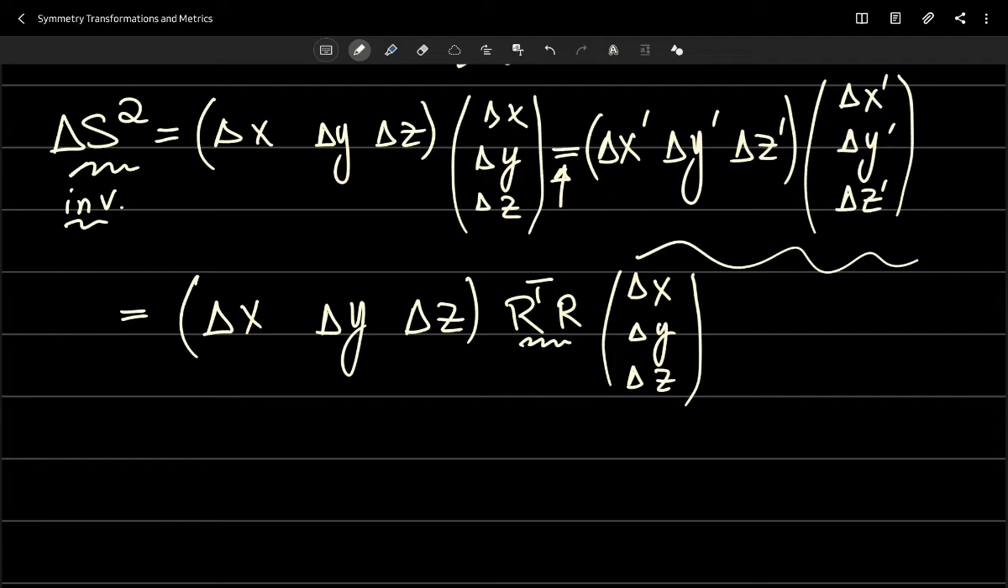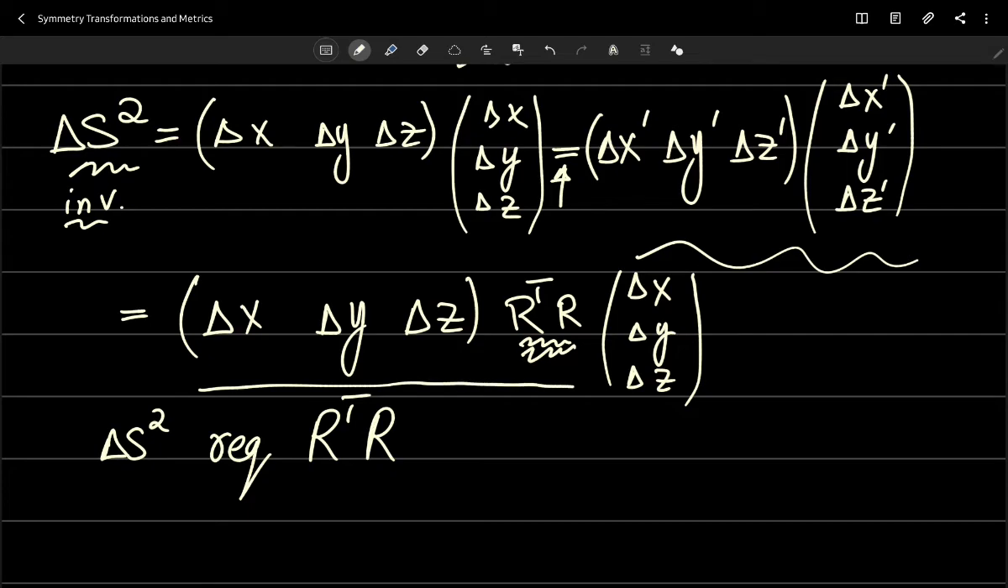s squared, and this thing delta s squared actually requires something. And what is that? That is that this thing over here, R transpose R, what does that have to be, right? If you look at this thing and compare it with this thing, it has to be 1, or the identity. So this is the condition that is required for the delta s squared, this thing.